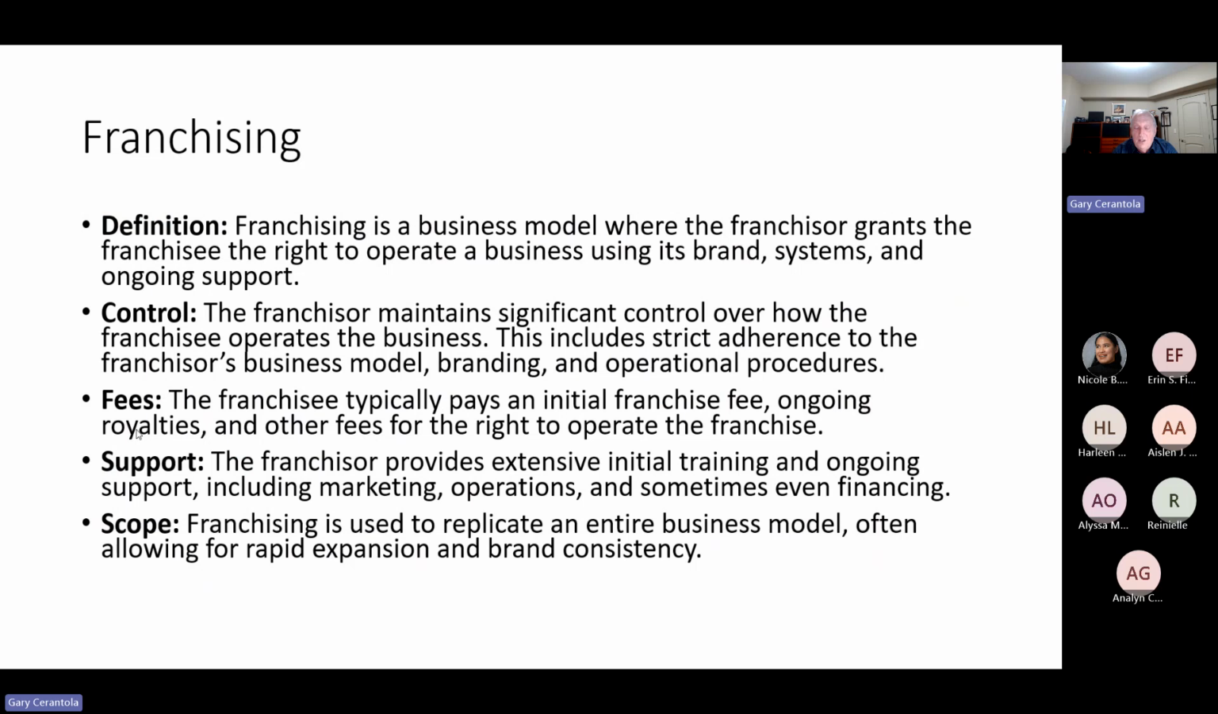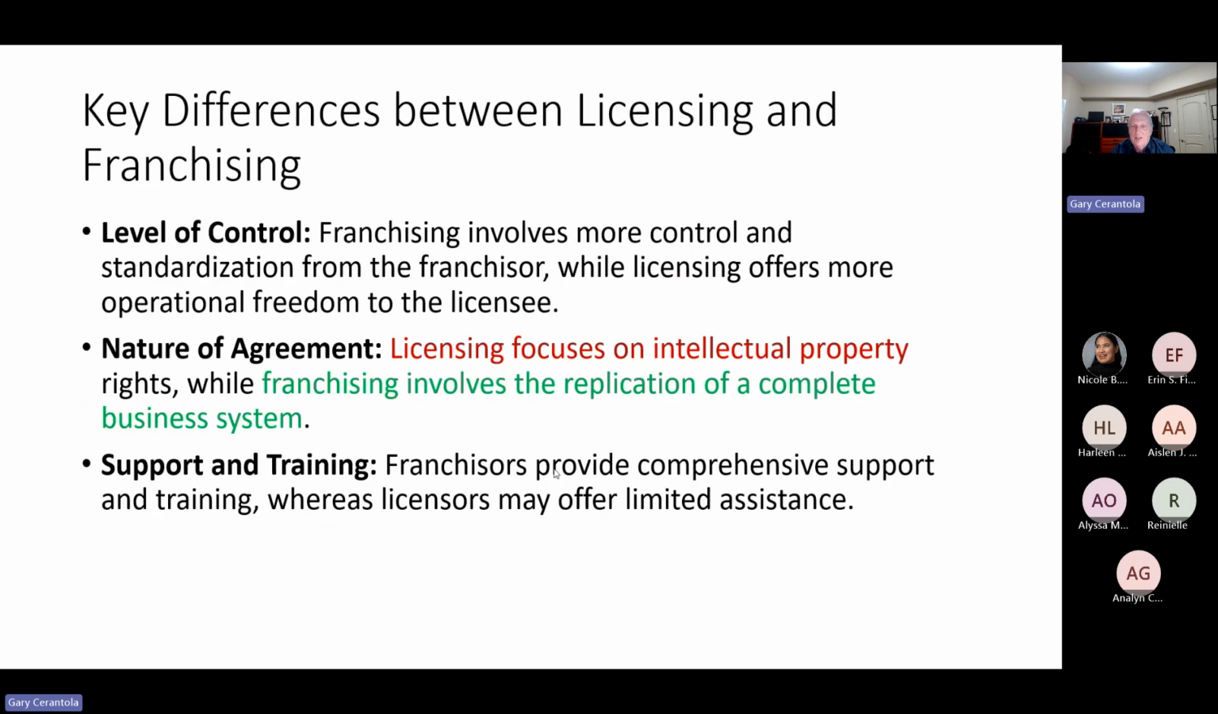They will charge royalty fees, and an initial fee, and then actually sell merchandise as well, like their products. So the franchisee at Tim Hortons buys the coffee, the coffee cups, the donut batter, all from the franchisor. So there's a product flow, but the franchisor does all the marketing, all the international work, all the brand recognition, so they don't have to worry about that piece. Okay. Franchising is used to replicate the entire business model, often allowing rapid expansion and brand consistency. That's what that's all about.